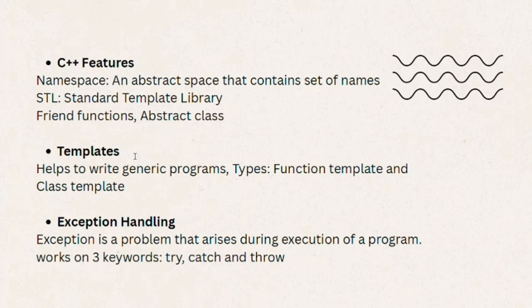Now, further, templates. Templates help to write generic programs, types like function template and class template. Function template is used for functions that work with multiple data types, and class template is used for classes that work with multiple data types. Exception handling. Exception handling deals with a problem that arises during execution of a program, and it basically works on three keywords: try, catch, and throw. Try, a block of the code that might cause an error. Second, catch handles the error, and throw sends an error message when something goes wrong.